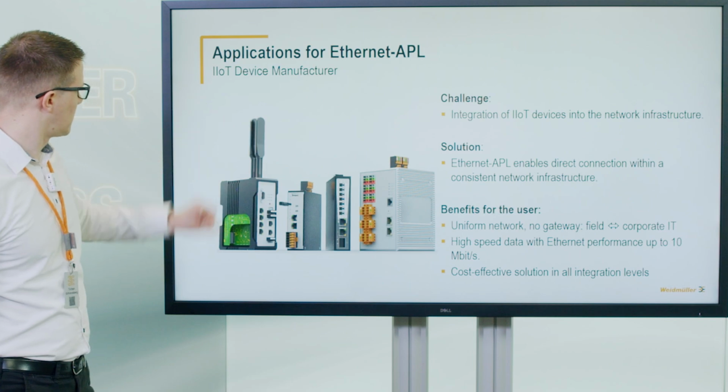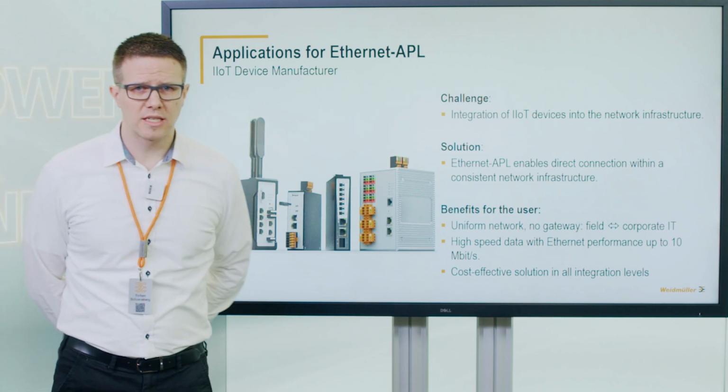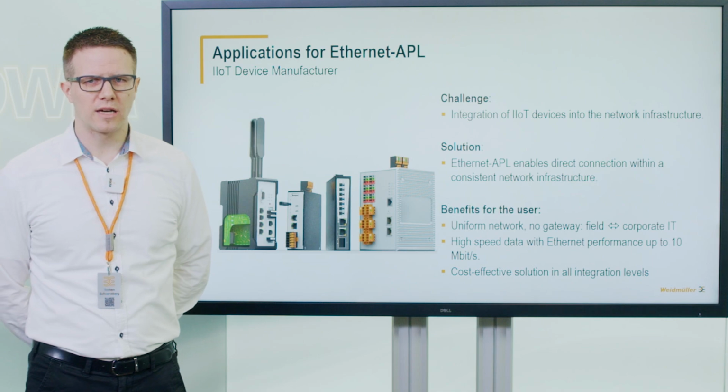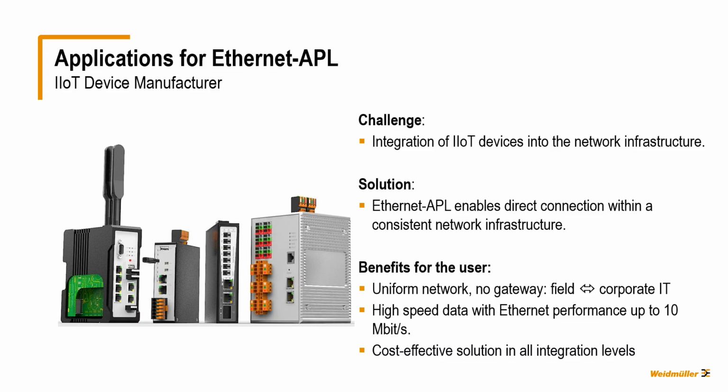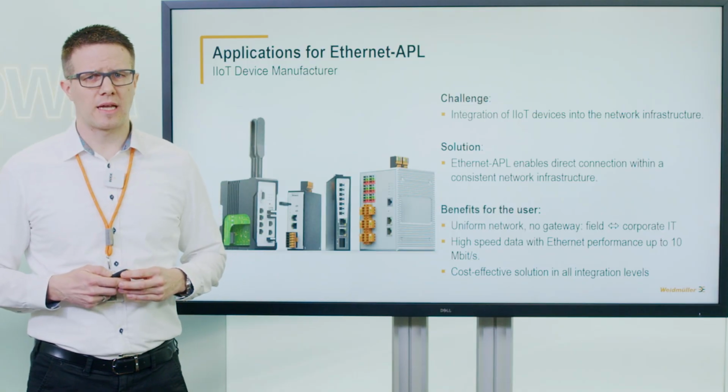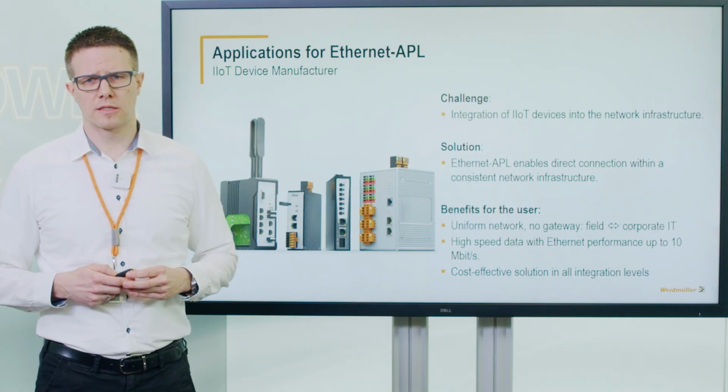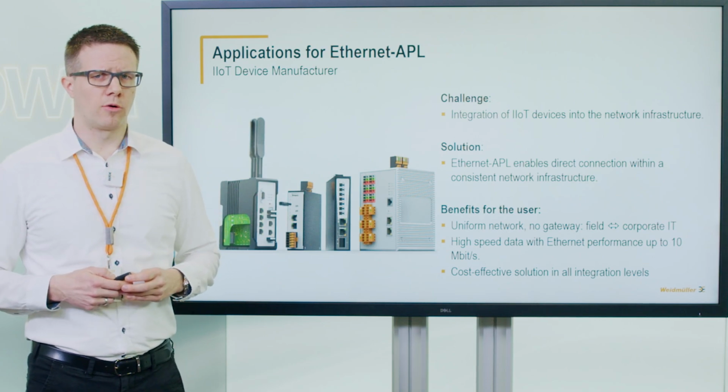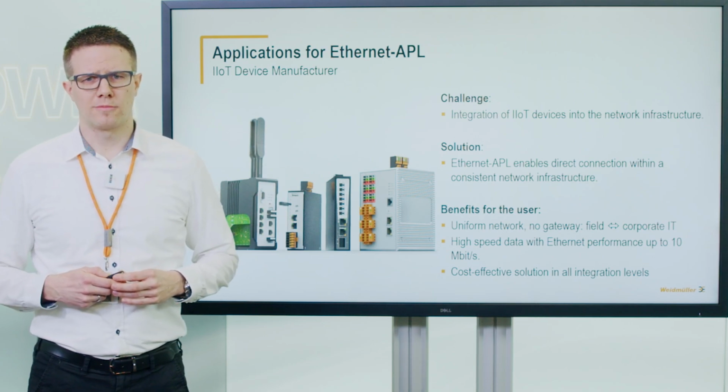Another use case is the IoT device manufacturers. So the challenge here is somehow to integrate these IoT devices into the network infrastructure. And here, of course, the solution is Ethernet-APL, which enables the direct connection within the consistent network infrastructure. The benefits for the user are clear: he can create a uniform network where no gateways are needed anymore, so that he can really connect from the field into the corporate IT. He can reach high-speed data with Ethernet performance up to 10 megabit per second, and using different kinds of PCB components is also a cost-effective solution.